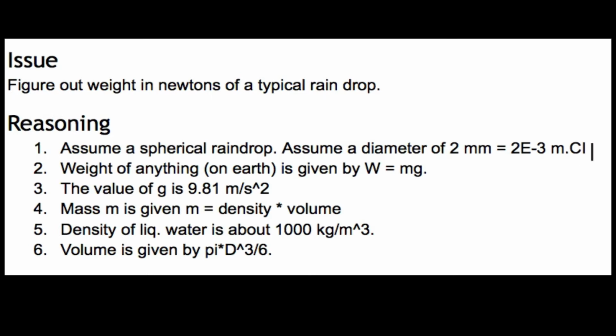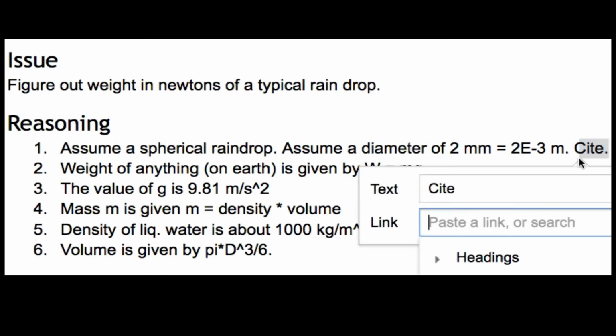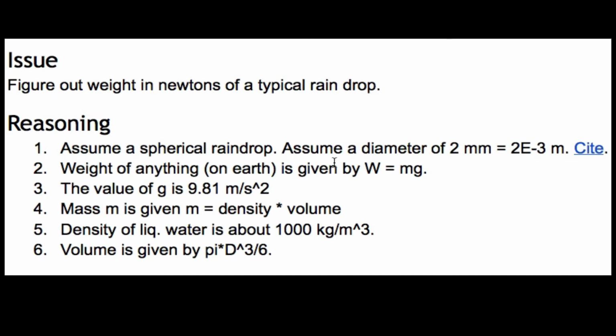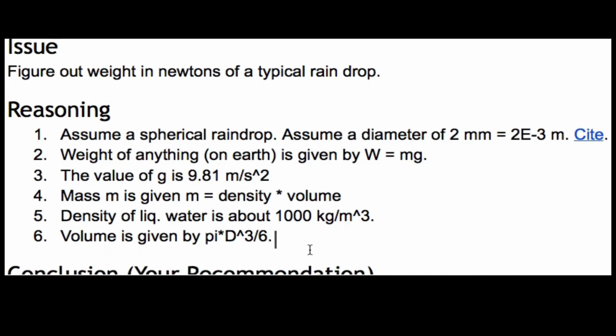And I want to cite this. So I'm going to type in the word cite. I'm going to select that. And now I'm going to add a hyperlink. To do this, I'm going to use Command K. That would be Control K on a PC. I'm going to paste the link in and hit return. Now I've got a citation that justifies why I picked a 2 mm diameter drop. Excellent. Now I have everything I need to know to calculate the weight of a raindrop.